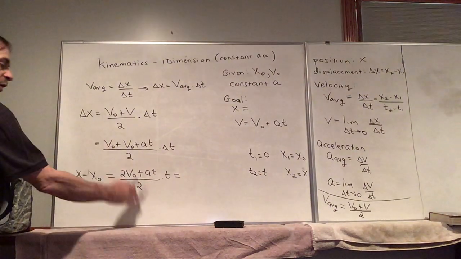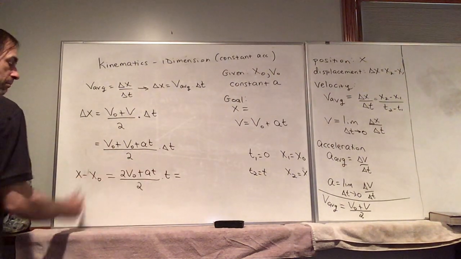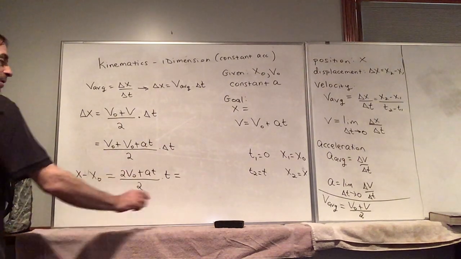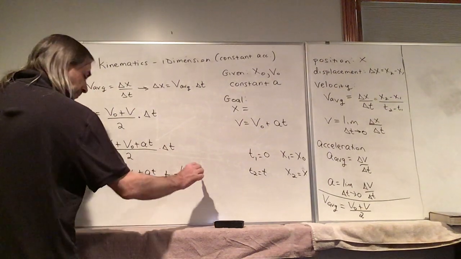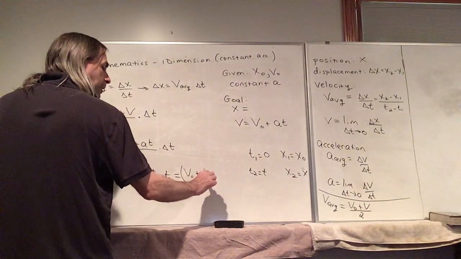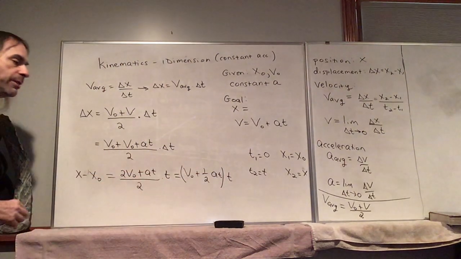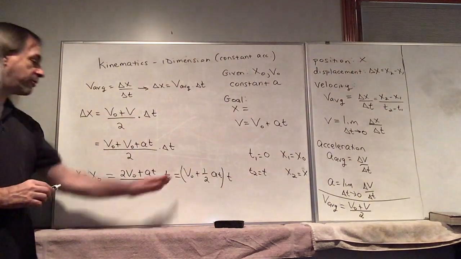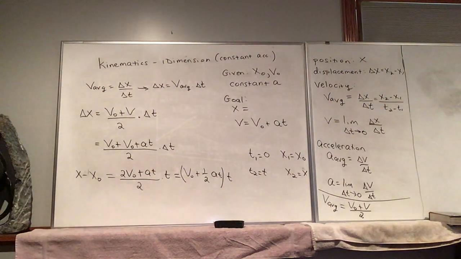So we can break this fraction up into two pieces. We can say it's 2v naught over 2, which is v naught. And then we have at over 2, which is 1/2 at. Again, that was our fraction. We just rewrote it. And that whole fraction was multiplied by t, so parentheses were needed there.